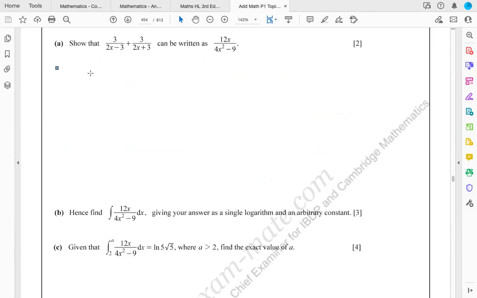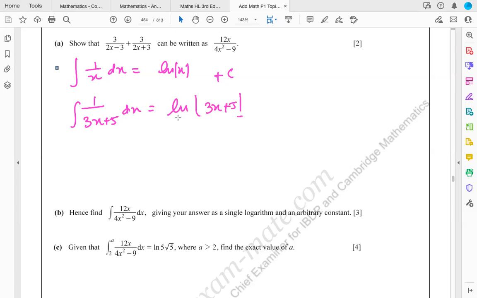Similarly, the integration of 1 upon x dx is ln of absolute x plus c. Since we don't know the domain of x, that's why I put the absolute value. If we've got 1 over 3x plus 5, in this case you do ln of 3x plus 5, but don't forget to divide by the coefficient of x. Whenever you're dividing by the coefficient of x, make sure that this x is replaced by a linear function. If it is replaced by a quadratic or something, then it won't work.